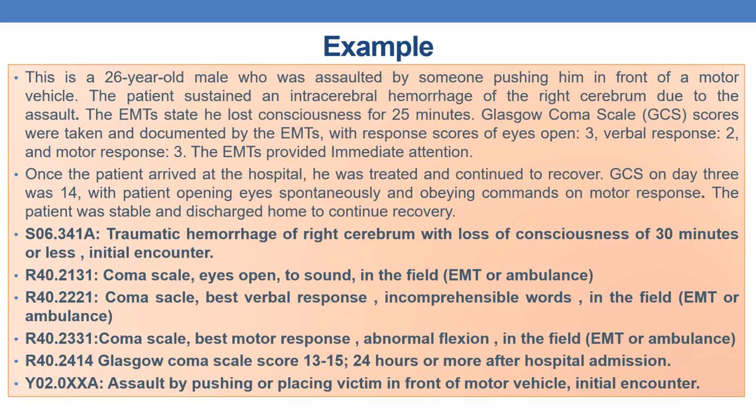Now let us see an example. This is a 26-year-old male who was assaulted by someone pushing him in front of a motor vehicle. The patient sustained an intracerebral hemorrhage of the right cerebrum due to the assault. The EMTs state he lost consciousness for 25 minutes, and the Glasgow coma scale (GCS) scores were taken and documented by the EMTs, with response scores of eyes open 3, verbal response 2, and motor response 3. The EMTs provided immediate attention.